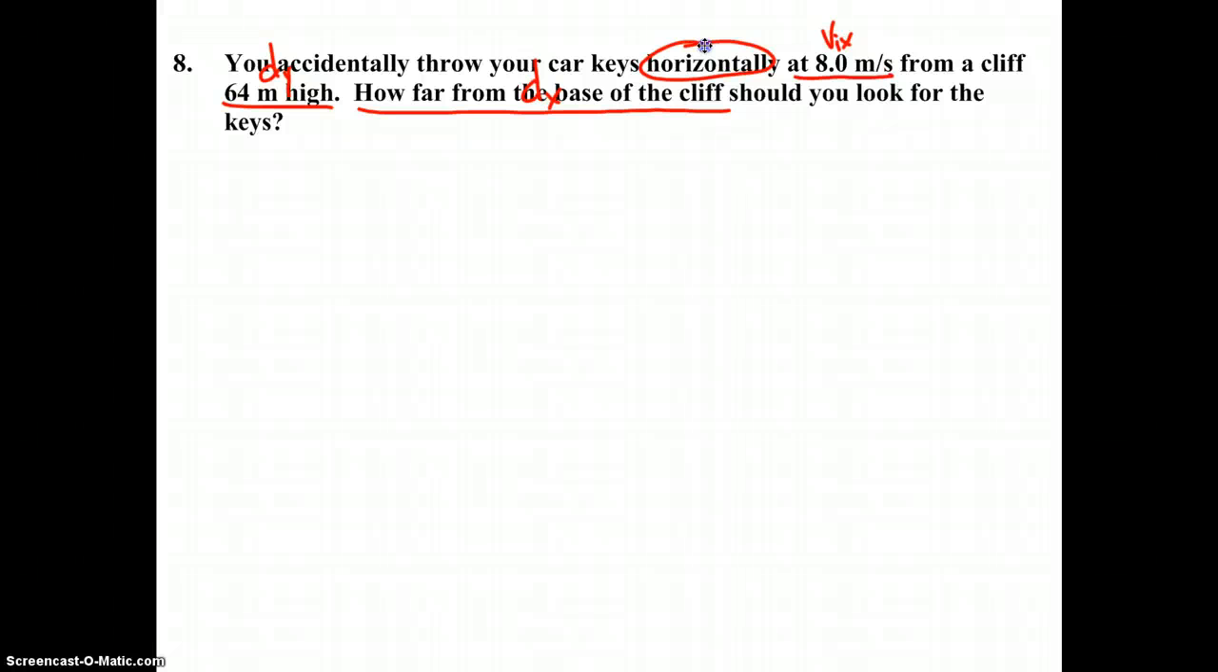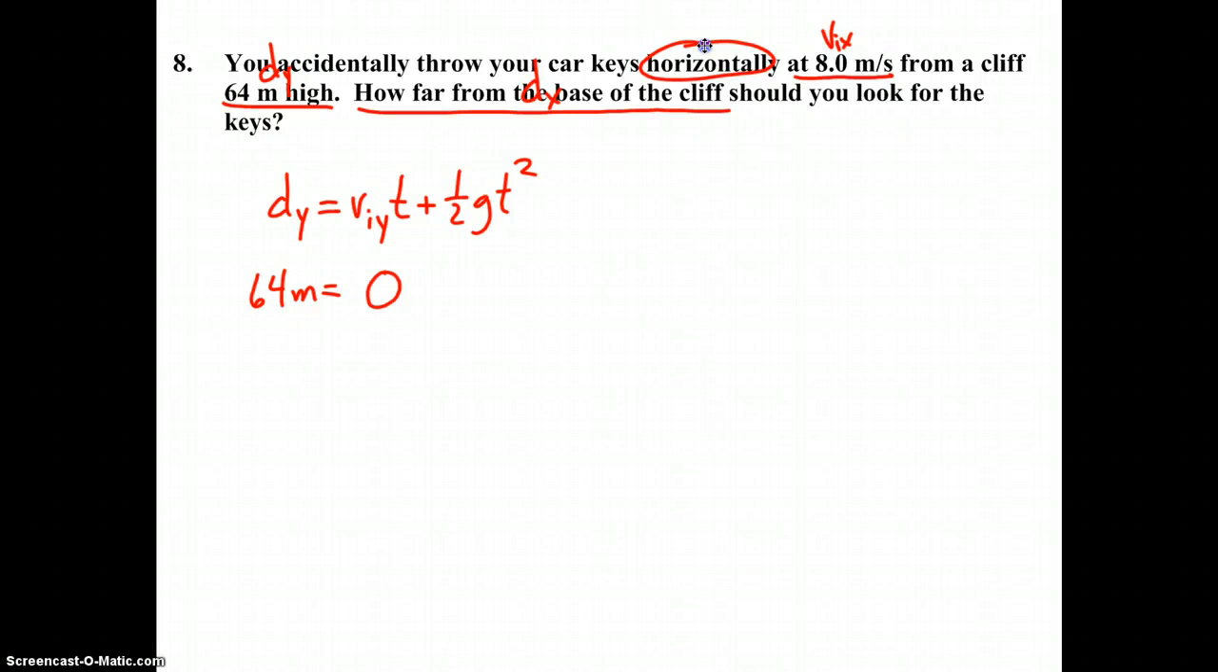So we start off with our equation that represents the vertical motion, and that would be dy equals v_iy t plus 1/2 g t squared. We're given the height of 64 meters. We know that if the keys were thrown horizontally, there is no initial velocity component in the y direction, in the vertical direction. So this whole first term is 0. 0 times t would be 0, plus 1/2 9.81 meters per second squared times t squared.